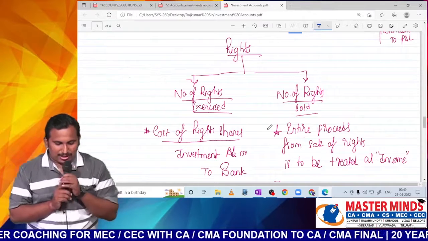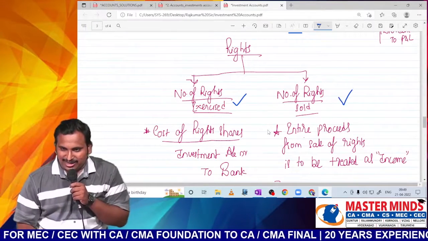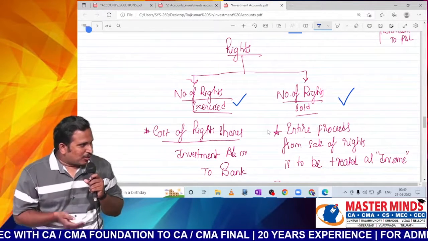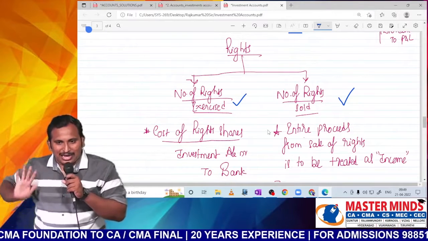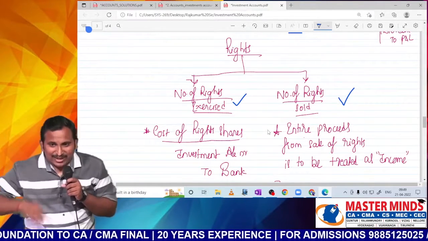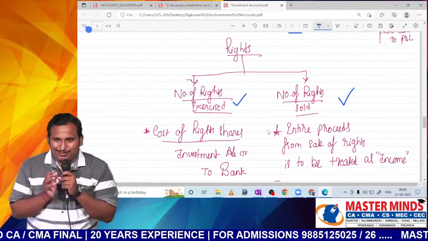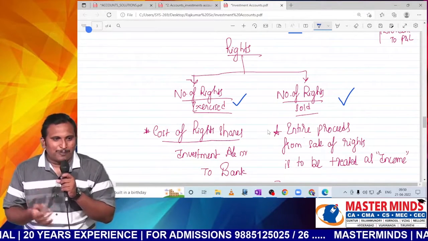So now let me write down. Rights we can divide into two types: rights exercised and rights sold. Whenever rights are there, either you can exercise them or you can sell them. If you sell, what treatment will happen? Tell me, for getting this right, have you paid anything to the company? For just being the existing shareholder, you have received that right. You have not paid anything for that.